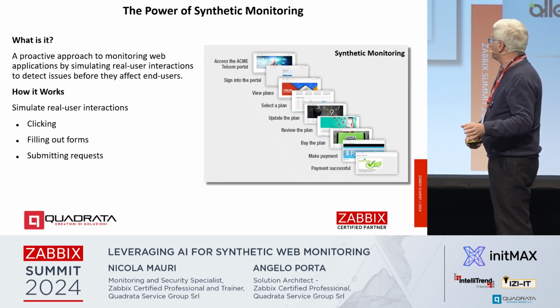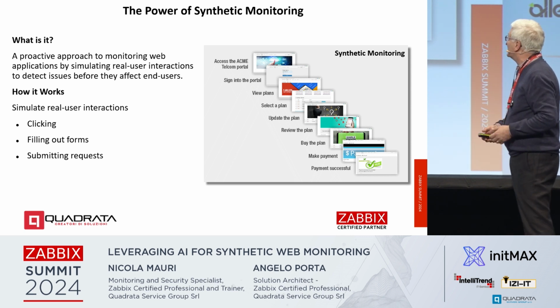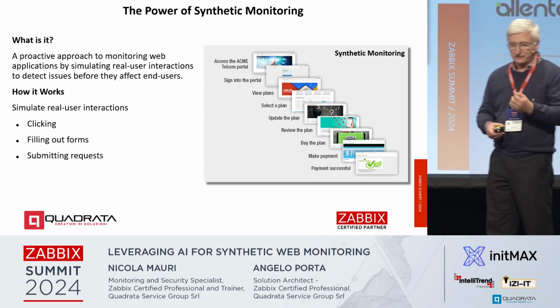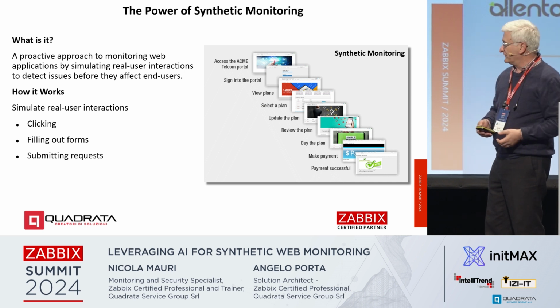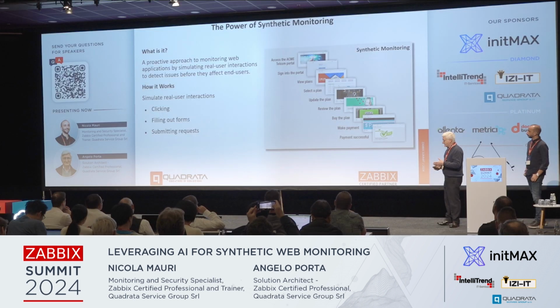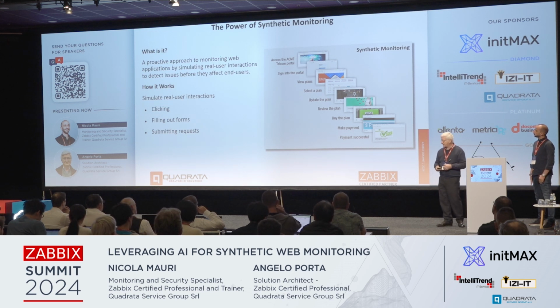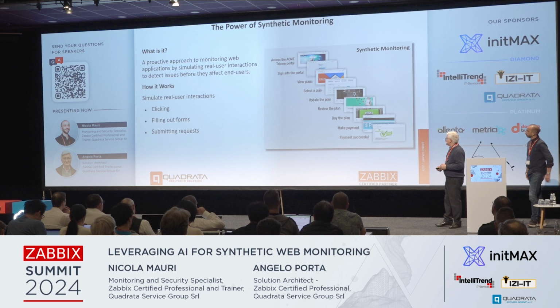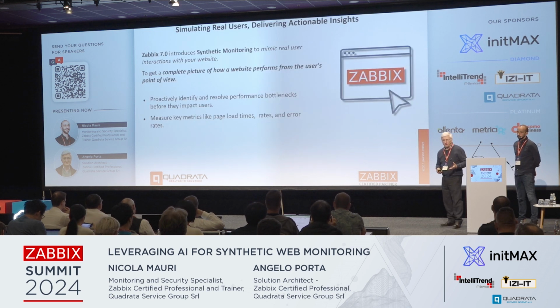This is a real scenario, for instance, for a telecom portal. If you want to make a contract, you have to move around, submit requests, and so on. And this is possible now with Zabbix 7.0 with the browser item. So we can do whatever we want.